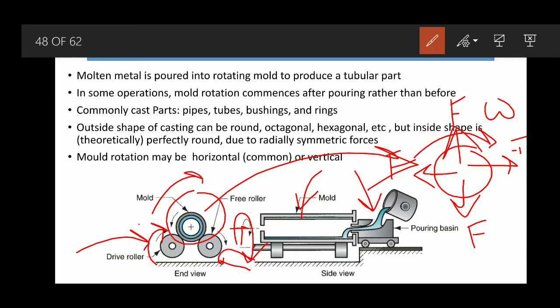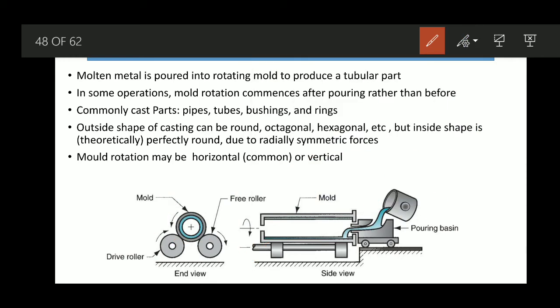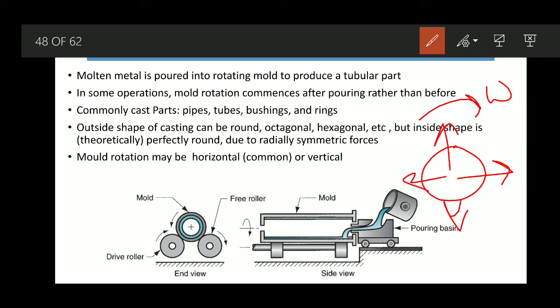So centrifugal forces will be acting in this particular case, which is radially symmetric and acts in the radially outward direction. So the outside shape of the casting can be round, octagonal, hexagonal, etc., whatever, but the inside shape will be theoretically perfectly round.